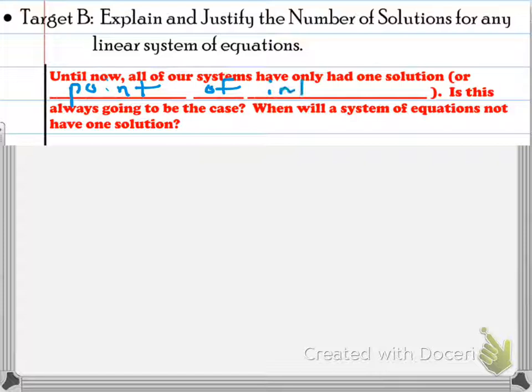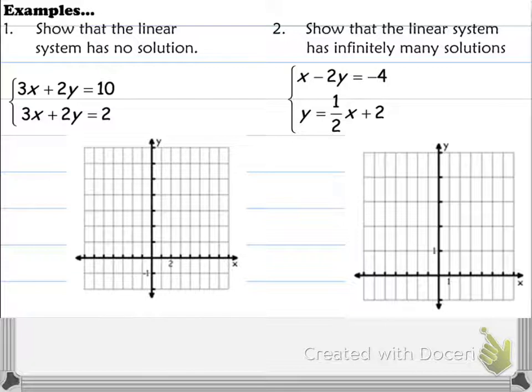Now, there are other cases that can happen when I graph two lines, and we kind of alluded to this a few days ago, but if I graph any two given lines, I don't need a guarantee that I have one solution. They may not cross in one point, or it's possible that they cross in more than one point. That's what we'll look at today. So let's take a look at these first examples here. I'm just going to work through one of these, and then we'll have you guys try the other one.